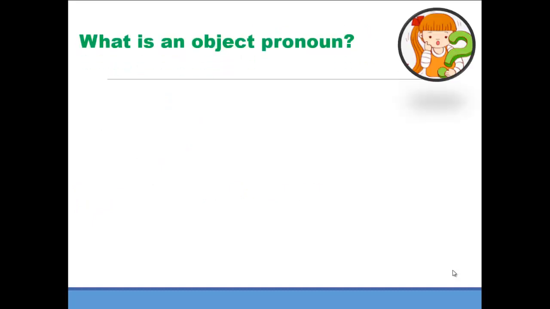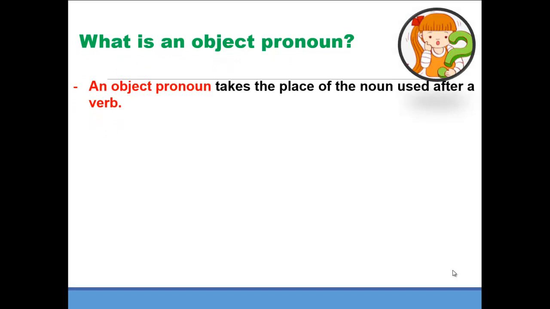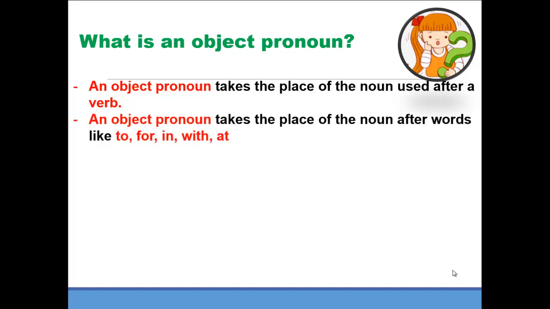So the question is, what is an object pronoun? An object pronoun takes the place of the noun used after a verb. So the object pronoun takes the place of the noun used as the object, or of the noun used after a verb. Great. An object pronoun also takes the place of the noun after words like to, for, in, with, at. So the nouns that come directly after the words to, for, in, with, at can be replaced by the object pronouns.